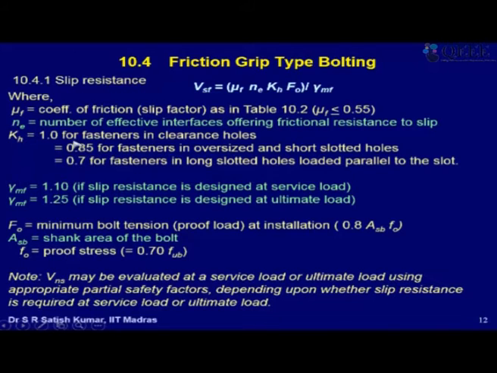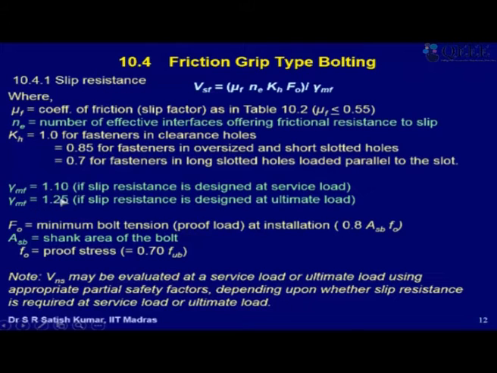These are the KH values: 1 for clearance holes, 0.8 for oversized and short slotted holes. That is, if the slot length is along the length, it is short, and if it is long, then it is to be taken as 0.7.